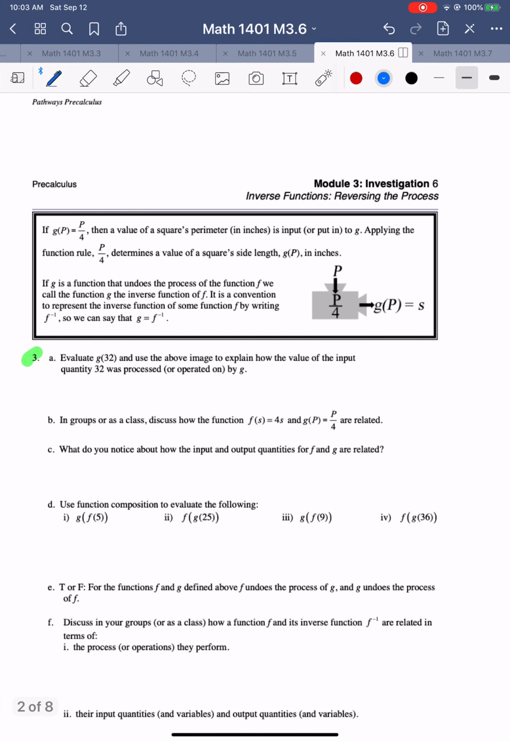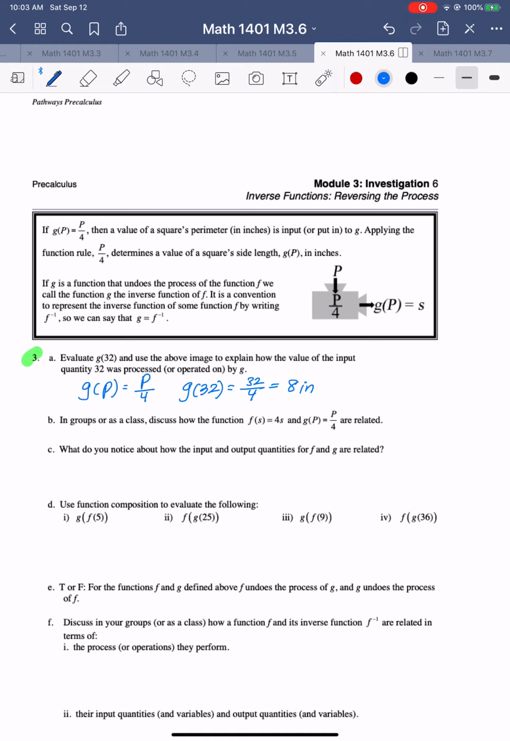So evaluate g of 32, and use the above image to explain how the input quantity 32 is processed or operated on by g. So g of P was P over 4. So g of 32 is 32 over 4, which comes out as 8. So yeah, you can get the side nicely, right?